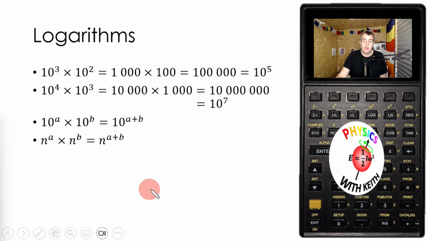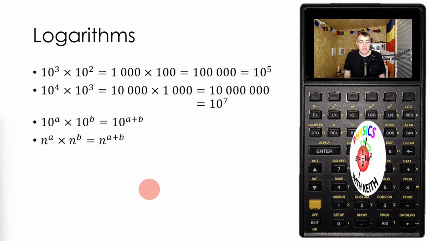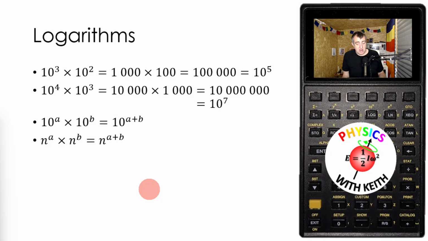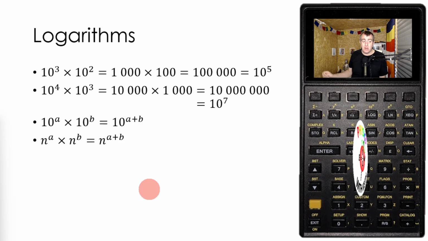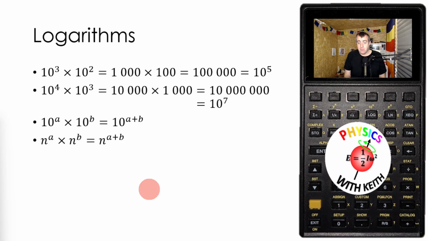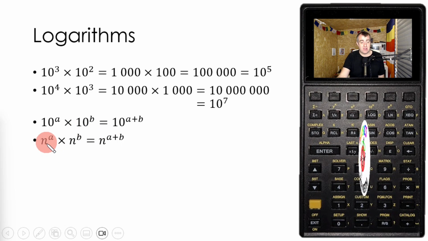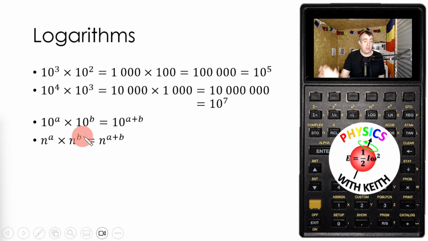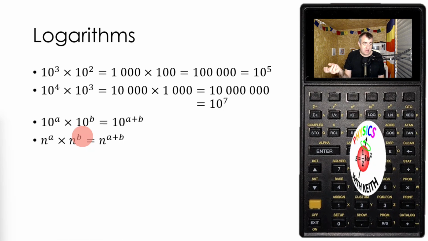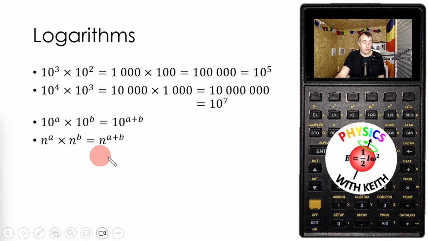So a general rule we could say is that 10 to the power of a times 10 to the power of b is going to be 10 to the power of a plus b. Or, more generally, n to the power of a times n to the power of b is equal to n to the power of a plus b. Now in that last example, n is called the base, and a and b are called the logarithms, or the exponents, or the powers, or the indices, or the orders. But n is called the base.